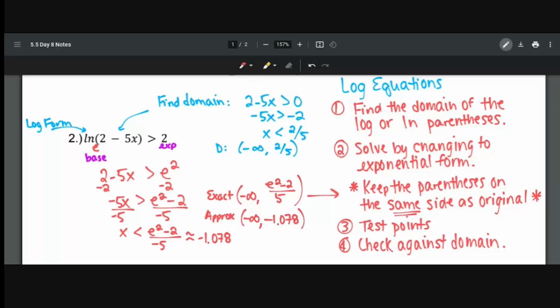All right, but now let's go back. We don't have to necessarily test points. That's going to be something like when we do problem 3 with a rational equation or inequality. But we do have to do step 4, which is check against the domain. So in my original domain, I said that I could have any value as long as that value is between negative infinity and 0.4. And everything within my solution set is actually okay because everything's less than 0.4. We don't even get to the positives. We get to negative 1.078. So we're good there. We don't have to adjust our answer.